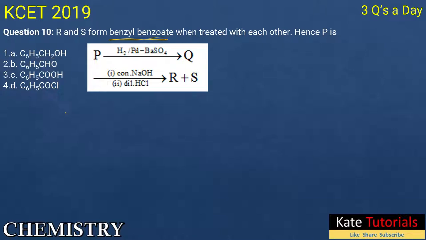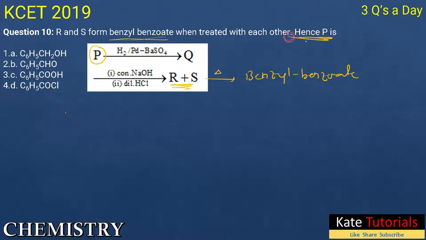Hence P is, they have given, P when treated with hydrogen and palladium in the presence of barium sulfate poisoning, we get Q. The same Q treated with concentrated NaOH and dilute HCl gives products R and S. But the problem is, when R and S are heated with each other, they form benzyl benzoate, and we have to tell what P is.